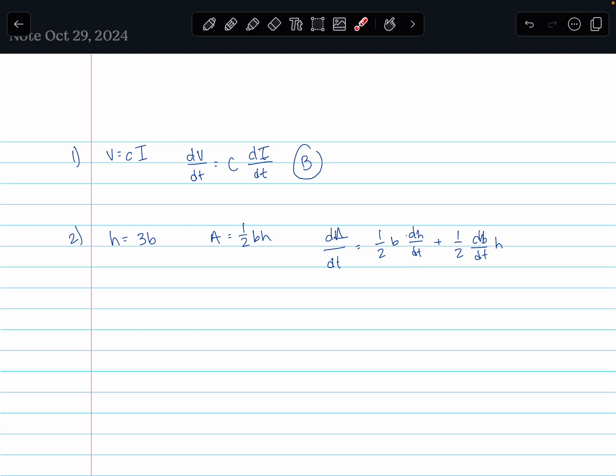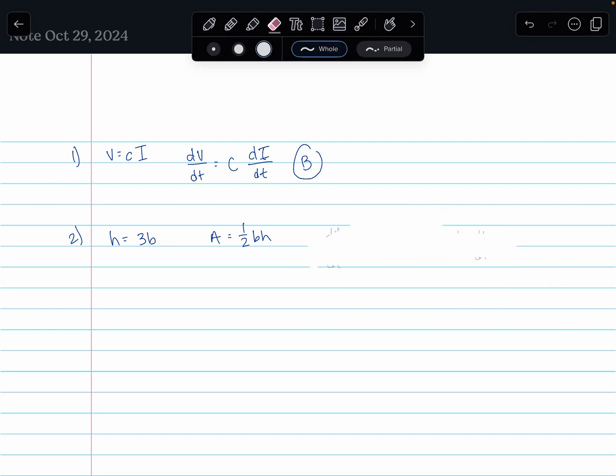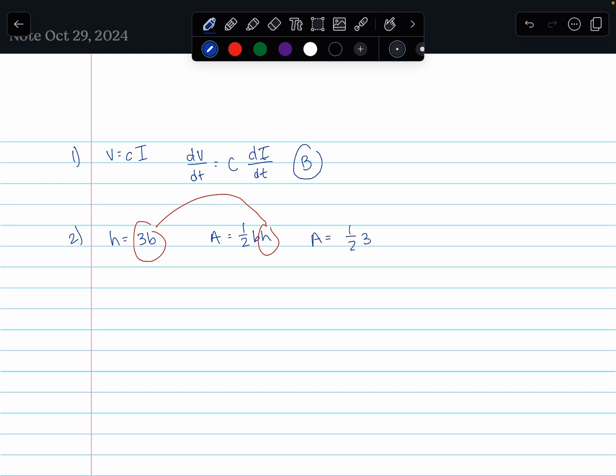So what that means is that before they're taking the derivative, they're replacing h with 3b right here. And so this would be a very intuitive way to start it, but unfortunately the answers don't give us anything that uses dh/dt. So we're not going to want to do that, but what we can do is simplify this by plugging that in right there. So area is equal to 1/2 the base times 3 times the base, which is going to be equal to 3/2 b squared. So that's equal to A. So let's take the derivative of that now.